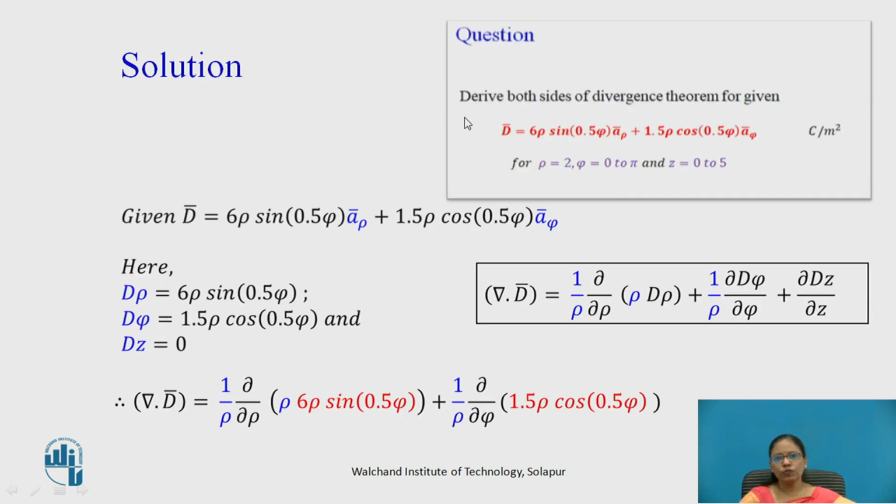Now let us take the case which we are solving, that is D bar. For this D bar, the part along with a rho bar is D rho. The part along with a phi bar is D phi. There is no term of az bar, so Dz is 0 here. So I can put these values in my equation of divergence, that is del dot D bar: D rho, D phi, and Dz. When I substitute the values, I get the equation like this. The red one shows the values that have been substituted at the respective places.